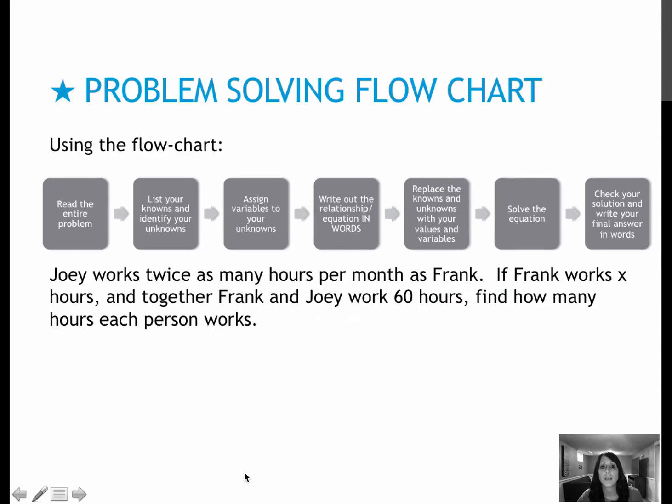Here's one for you to try. So press pause, do the entire question, then press play to see how you did. This one's a little bit harder, so I did challenge you. First, read the entire problem. Joey works twice as many hours per month as Frank. If Frank works X hours and together Frank and Joey work 60 hours, find how many hours each person works.